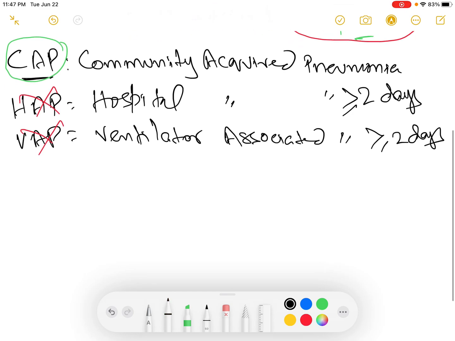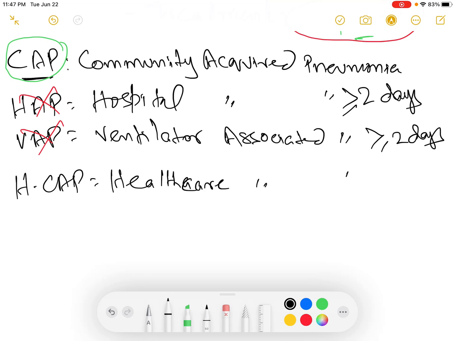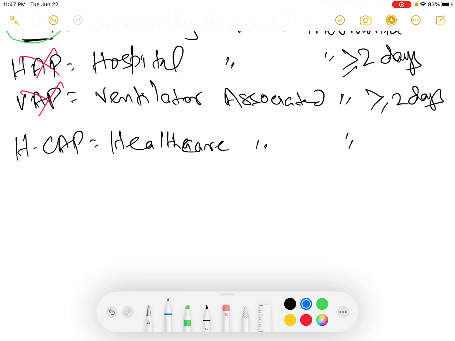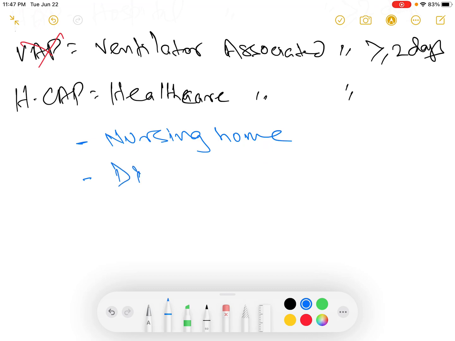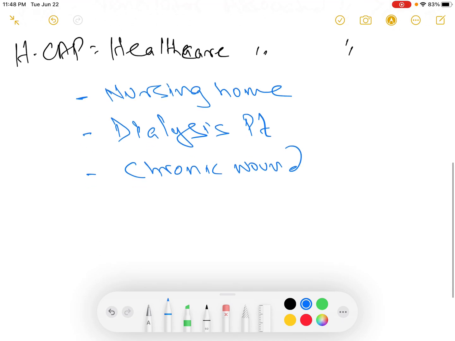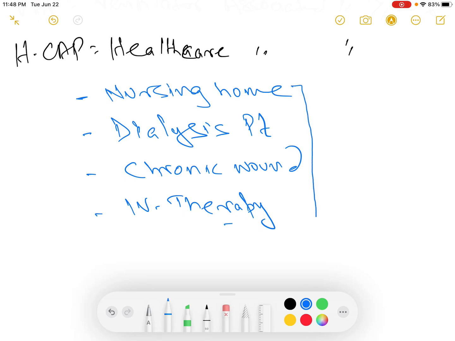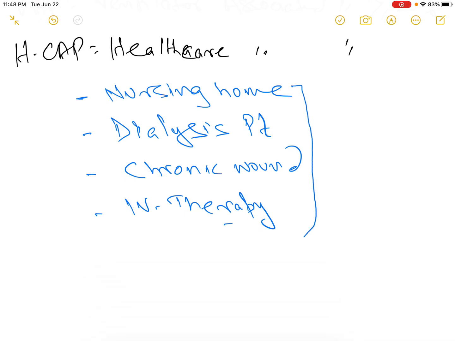There used to be another term called HCAP. HCAP is your healthcare associated pneumonia. And this is the pneumonia among nursing home residents, or people who are dialysis patients, or people who have a chronic wound, or people who are on home IV therapy, etc. And the idea at that time was that these patients are usually infected with multi-drug resistant bacteria.